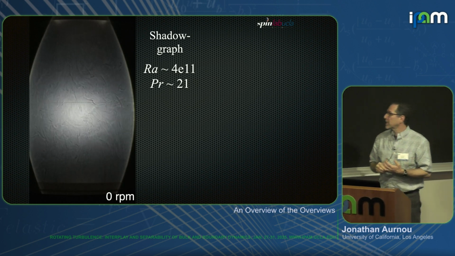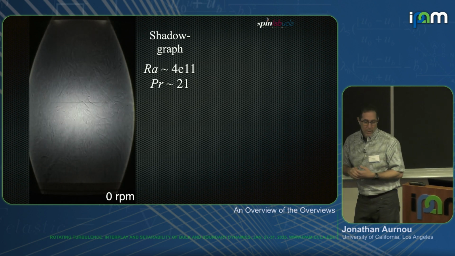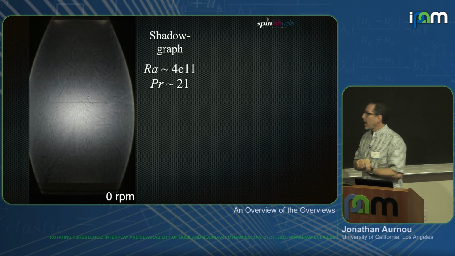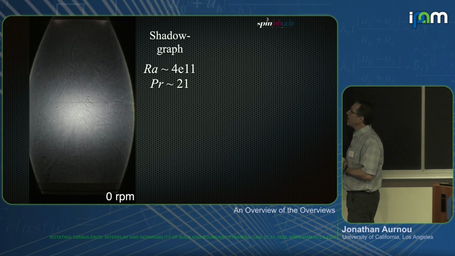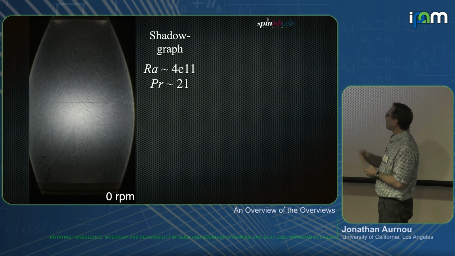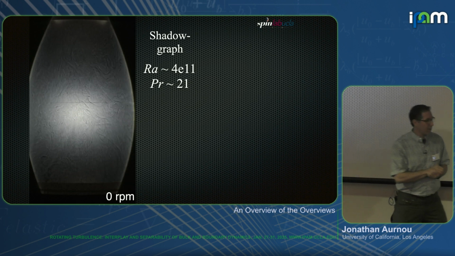You can see these large-scale motions with lots of small-scale turbulence as well. That's a Rayleigh number of about 4 times 10 to the 11, so it's about 10 to the 8 times supercritical. And it's a silicone oil, so Prandtl is about 20.